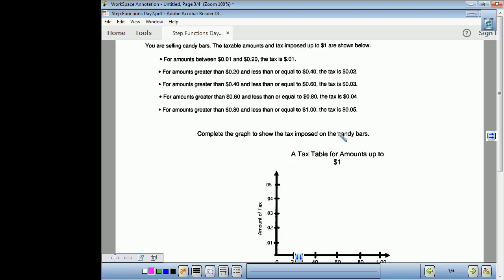It says we're selling candy bars. The taxable amounts imposed up to $1 shown below. So amounts from 1 cent to 20 cents, or a penny, 20 to 40, 2 cents, greater than 40 up to 60, 3 cents, greater than 60 up to 80, 4 cents, and greater than 80 up to $1, 5 cents. Is this accurate for where we live?